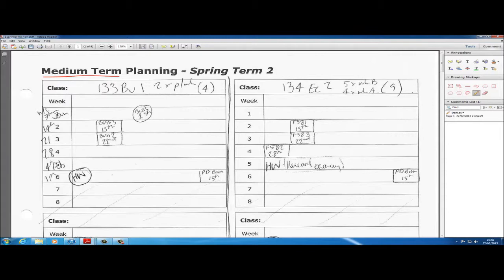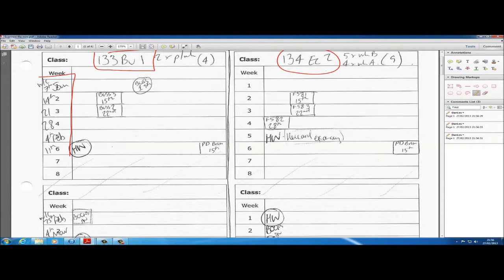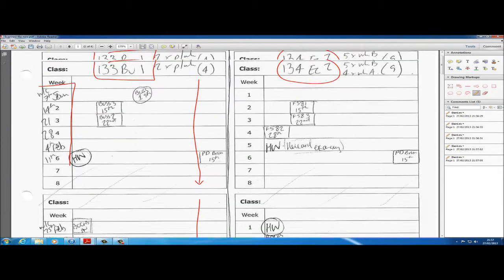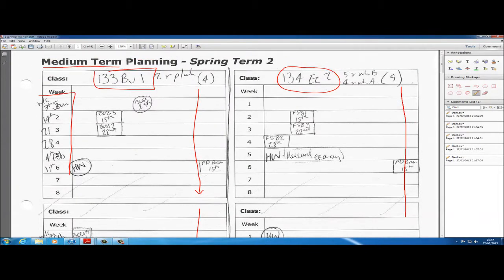I want to know when I'm going to take the books in, and I want to know when I'm going to engage with the students. And the best place to start is here. We can see here we've got two groups, a Year 13 business group and a Year 13 economics group. You can see the date ranges on the left, and each group has not just this column, so 133 business goes all the way down to half term here, and it continues down here. Obviously that means that the entirety of this side is the economics group.